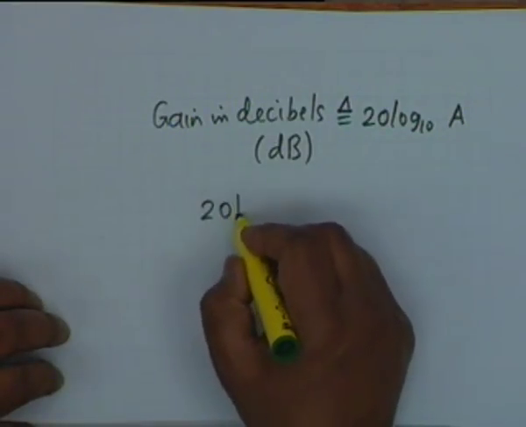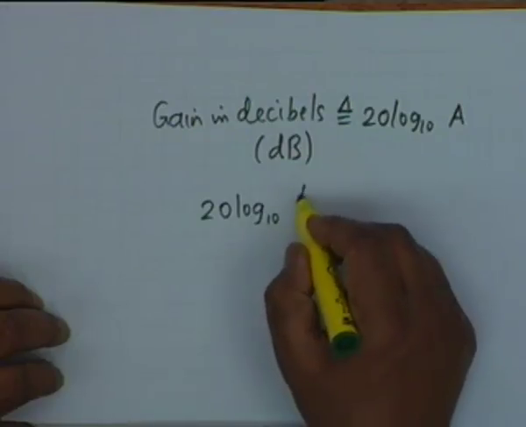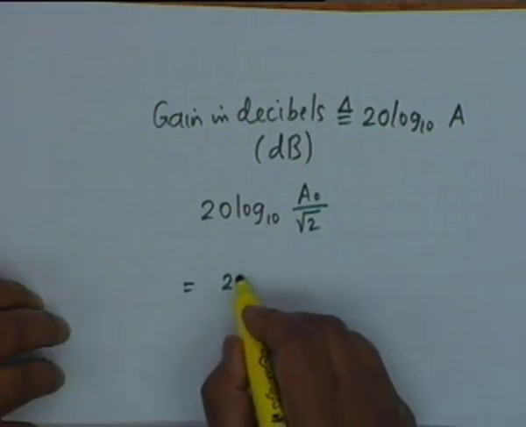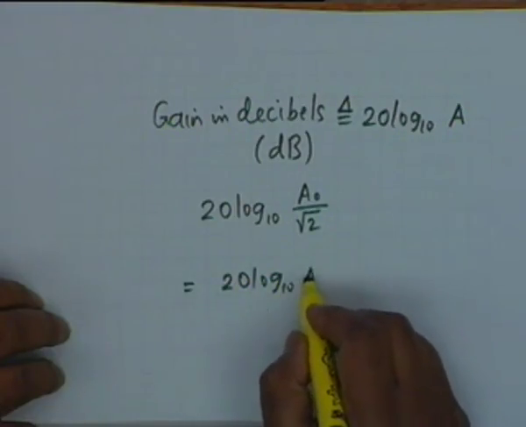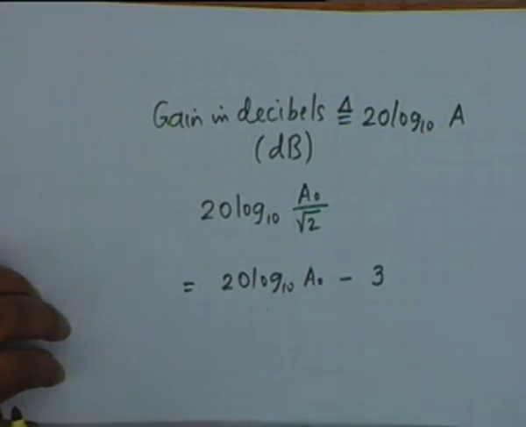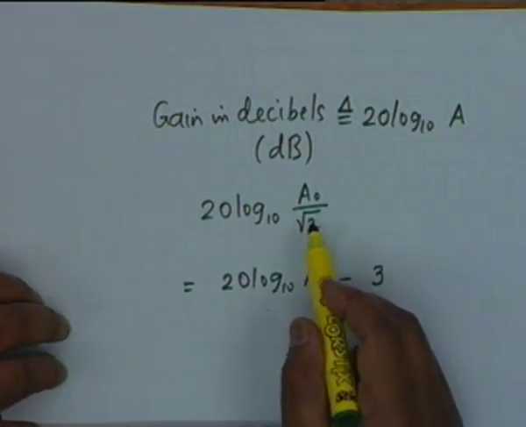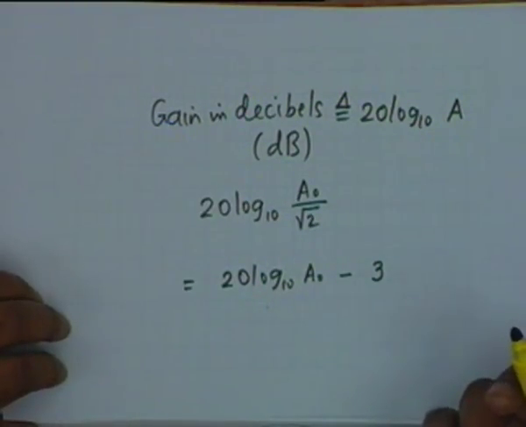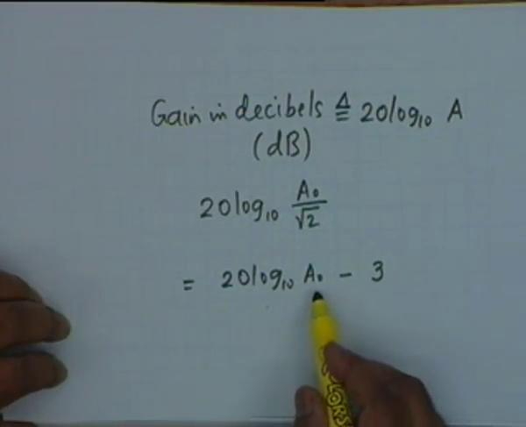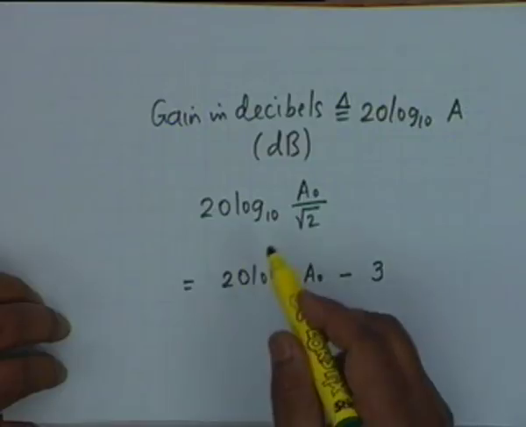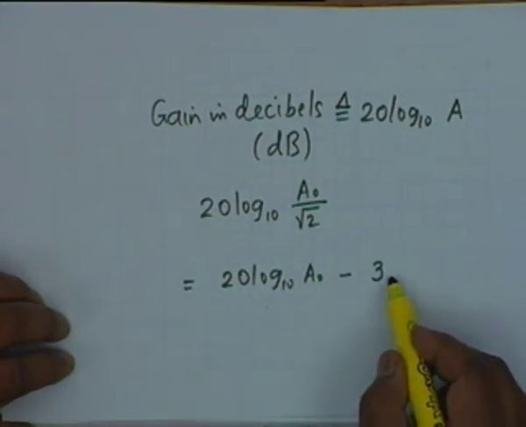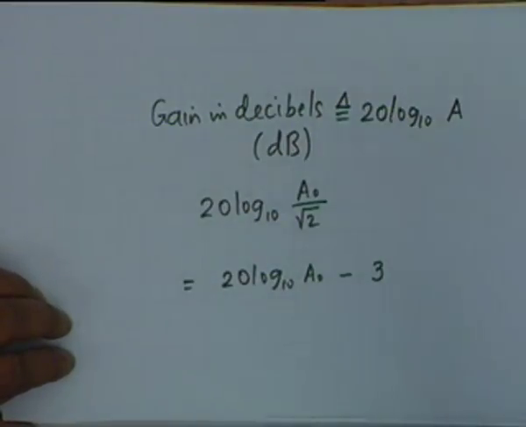And you see, if the gain is A0 by root 2, then it is simply, as you know, 20 log 10 A0 minus 3, half of log 2. Log 2 is 0.30103. All right, is this clear? 20 log 10 A0 minus 20 log 10 of root 2. 20 log 10 of root 2 is approximately 3. Actually it is 3.0103. We ignored that.